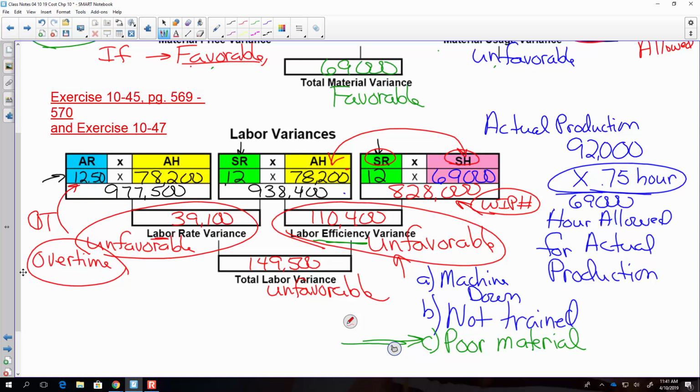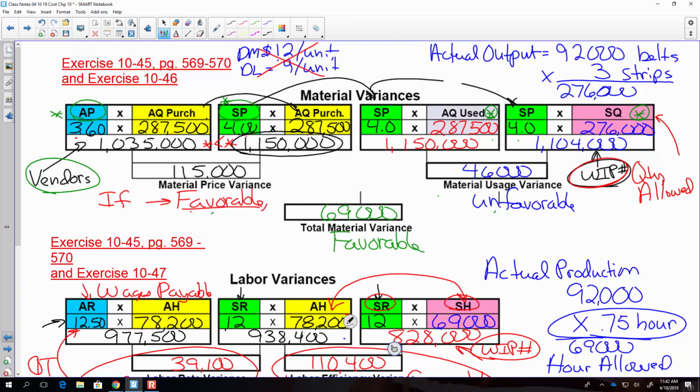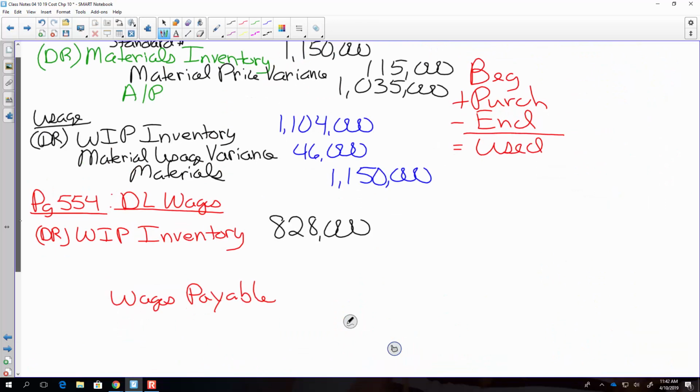So I'm going to debit WIP for $828,000. And then what am I going to credit wages payable for? Well, it's my actual number. Actual hours times actual rate. That's what I paid my employees. That's what they're expecting to see on their paychecks. So $977,500 is my credit. So I'm going to put those 2 numbers in. 828 and 977.5 is my credit.